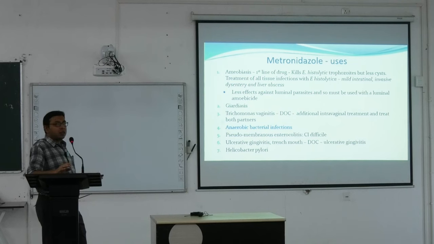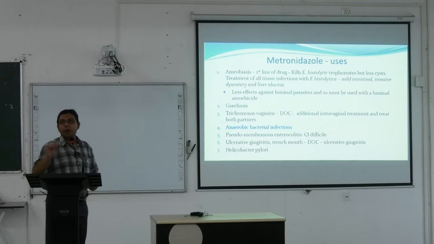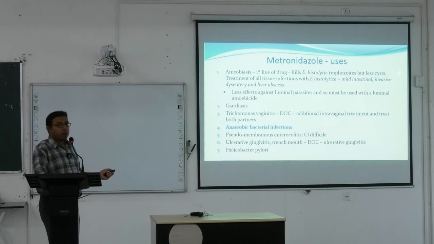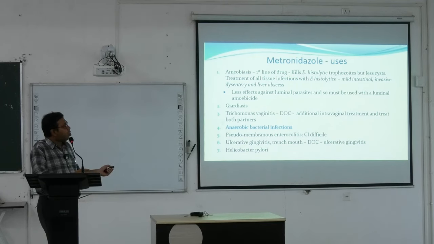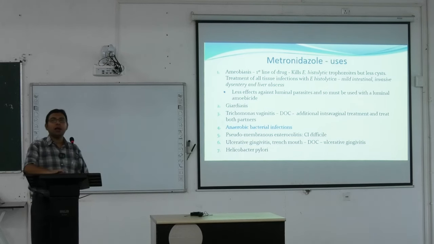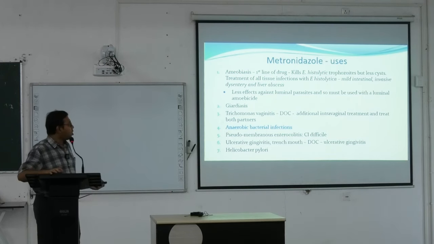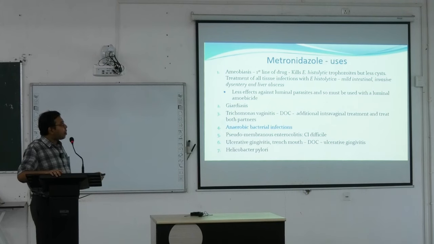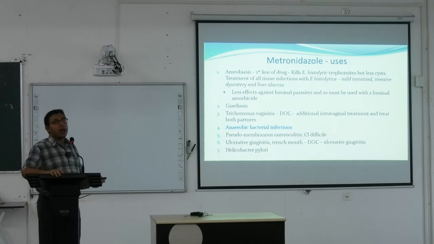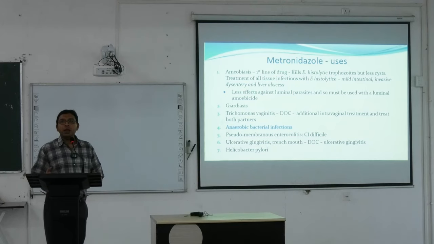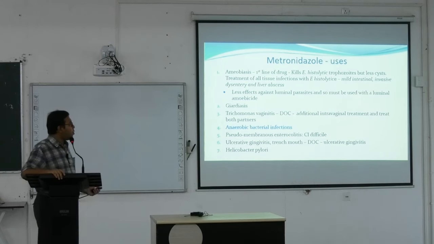It is used, MBBS first line of the drug. It kills the Entamoeba histolytica trophozoites, but it kills the cysts less. So trophozoites are mostly killed, cysts are less killed. Treatment of all tissue infections of Entamoeba histolytica, mild intestinal invasive, liver abscess. So all types of amebiasis, be it invasive or non-invasive, we have to use metronidazole. Less effect happens on luminal parasites. So it must be used with a luminal amebicide. So if it is present only in the intestine, we have to add some luminal amebicide.